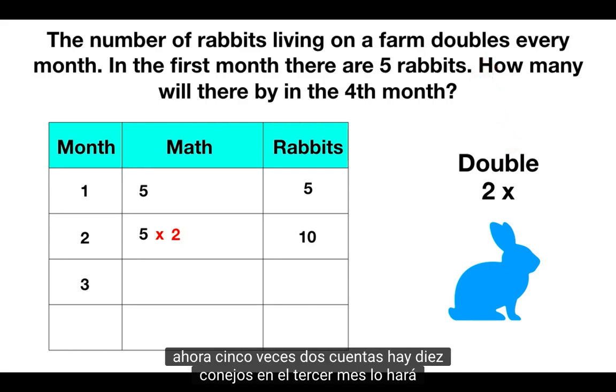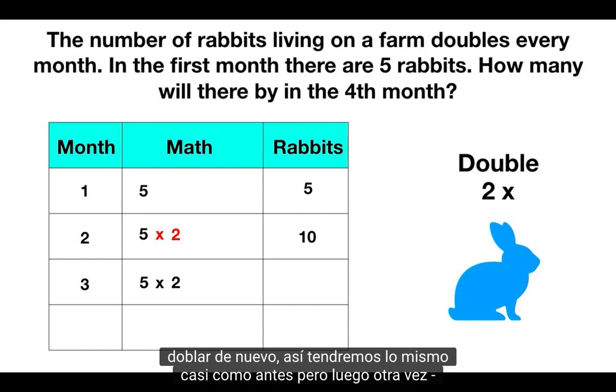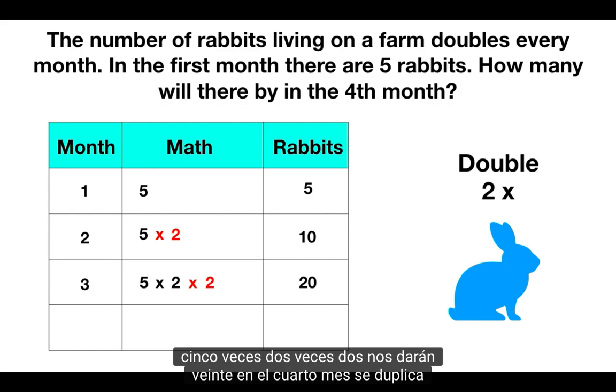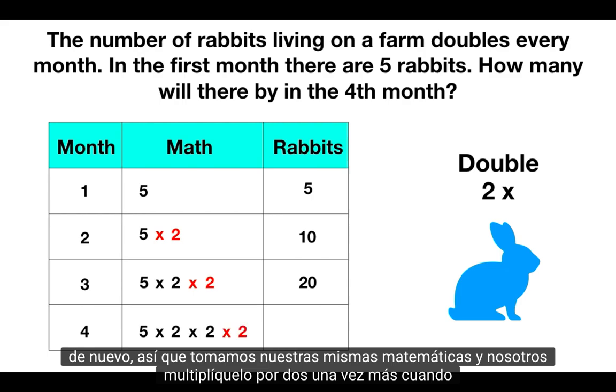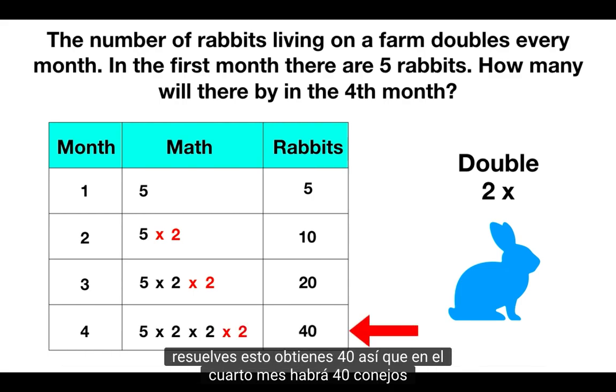In the third month, it will double again. So we'll have the same amount as before, but then again times 2. 5 times 2 times 2 will give us 20. In the 4th month, it doubles again. So we take our same math and we multiply it by 2 one more time. When you solve this out, you get 40. So in the 4th month, there will be 40 rabbits.